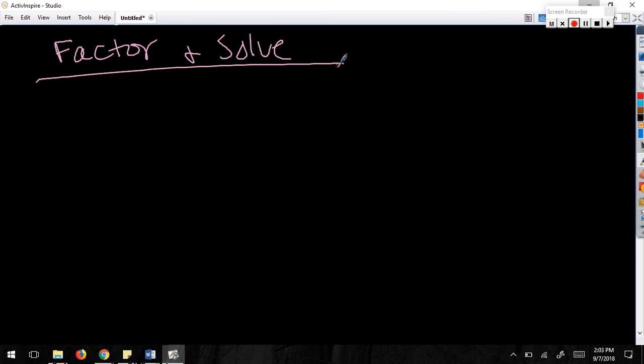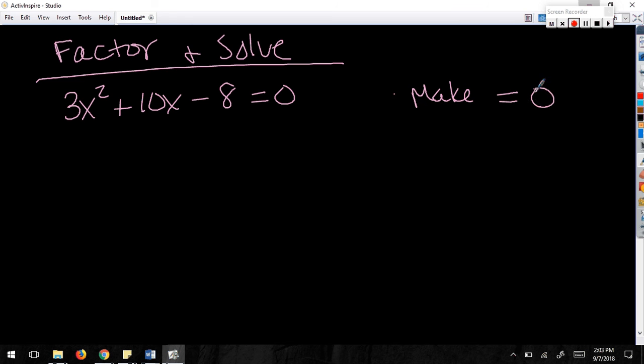Let's do an example, and I'll run you through some steps too. So this is factor and solve. Guys, I need your attention up front, please. 3x squared plus 10x minus 8 equals 0. The first thing you want to do, and this one's already there, is make sure it equals 0, because the zero product property only works if they equal 0. So make it equal 0. In this case, it already equals 0, so I'm good to go.